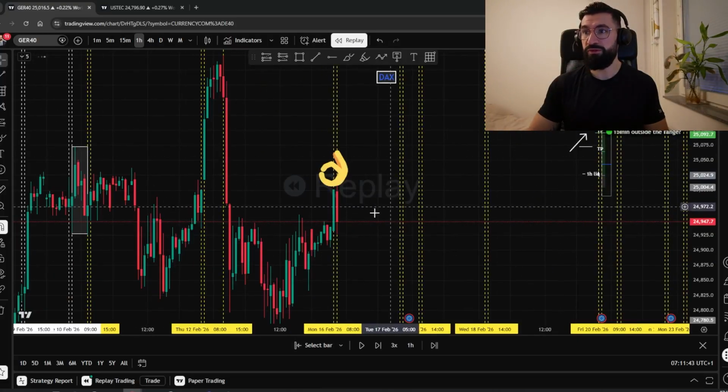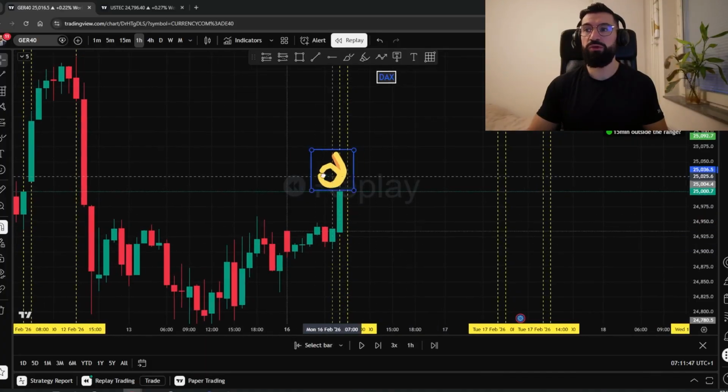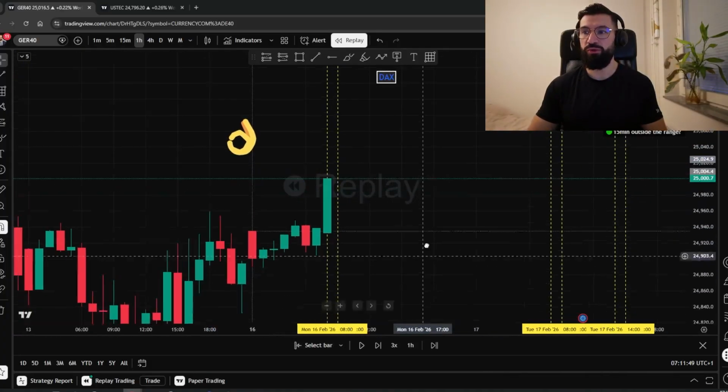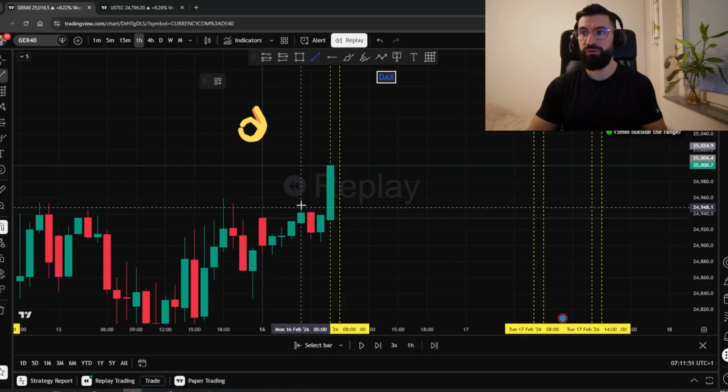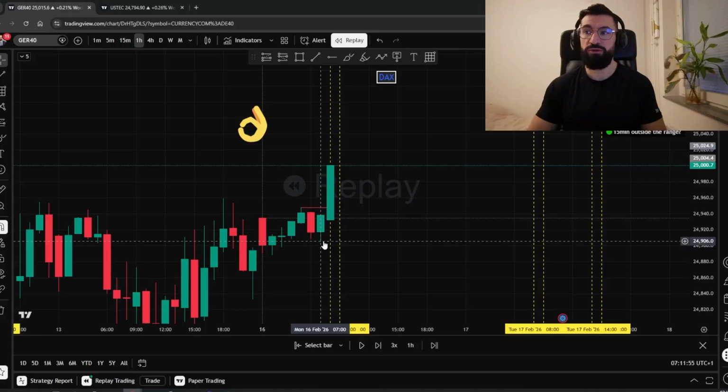So this is the first thing we want to do again. We want to jump to the 1 hour. Why 1 hour? Because we want to set our trend. We want to set our bias. So we wait for a break of structure on the 1 hour to the upside or to the downside.